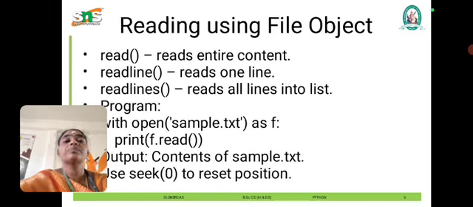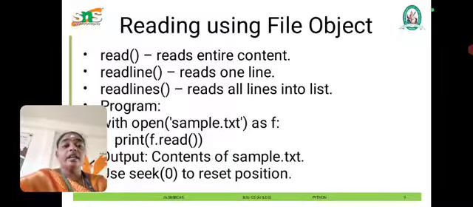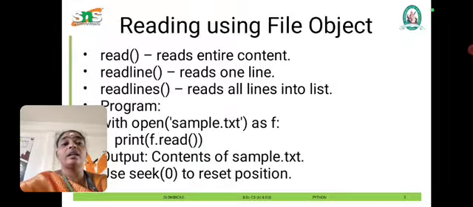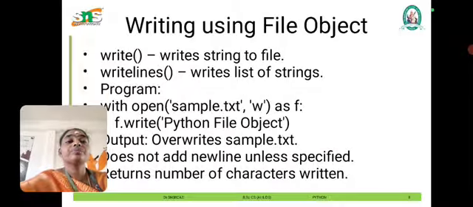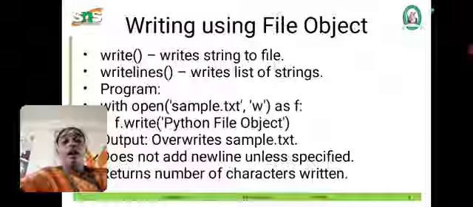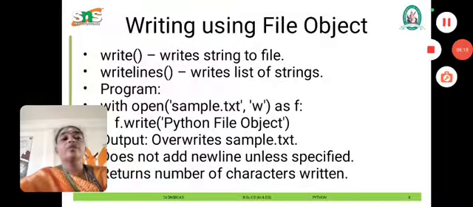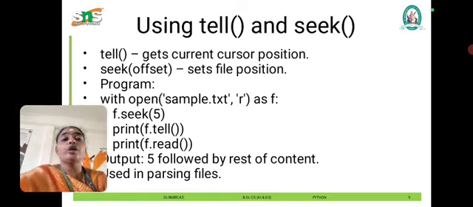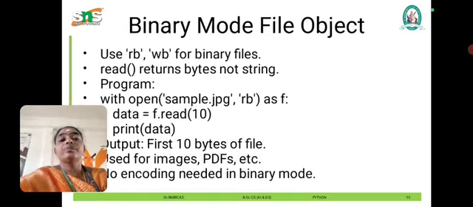Reading using a file object: read content, which we already discussed, reads content character by character. It can read one line or read all lines, with examples. Writing file content means writing a string to a file and writing an entire list of lines. Tell and seek identify the pointer. For example, seek(5) means pointing to the fifth position.